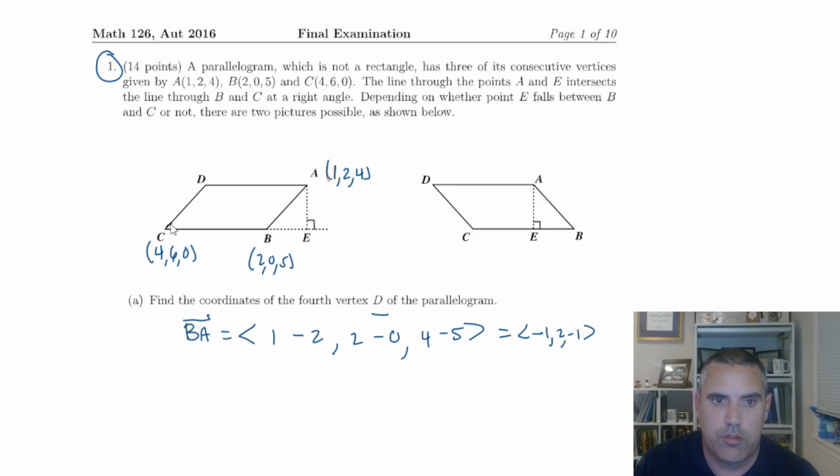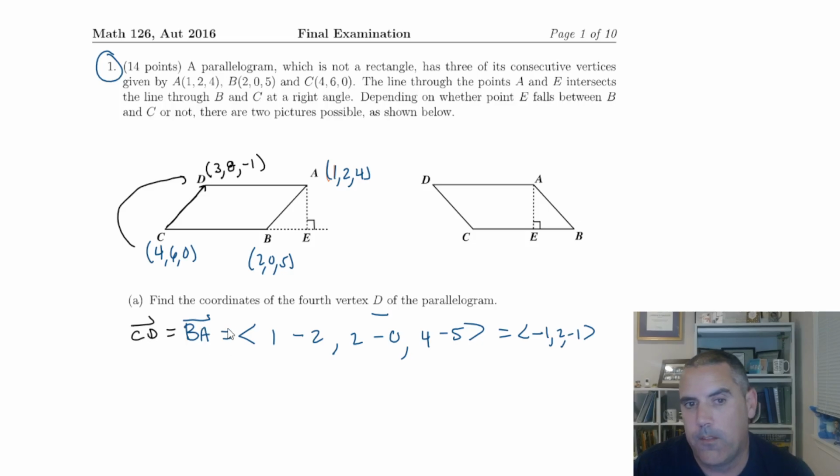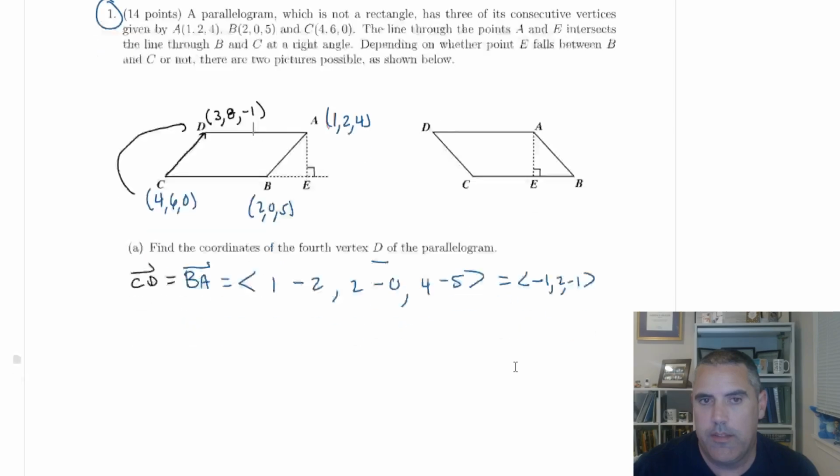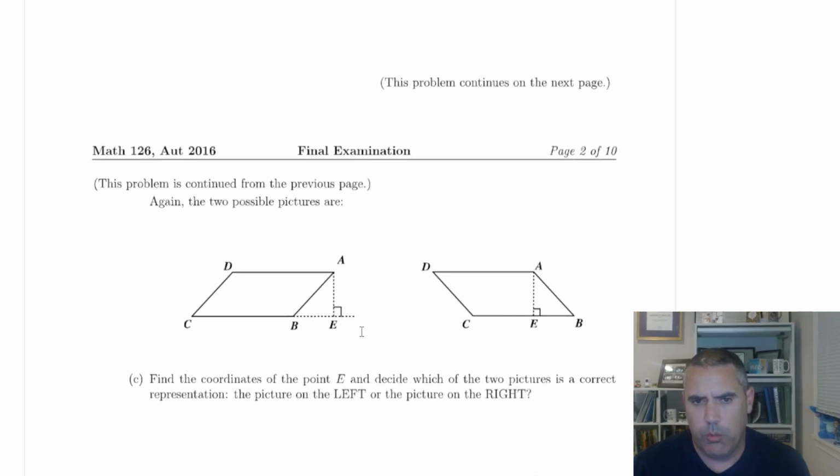Now this vector should be the same if it's a parallelogram. So this is also the same as CD. And that means it's the same changes. So to go from here to here, it should be down 1. And this was not what the person was asking about, but this is actually the same principle. Then up 2, then down 1.